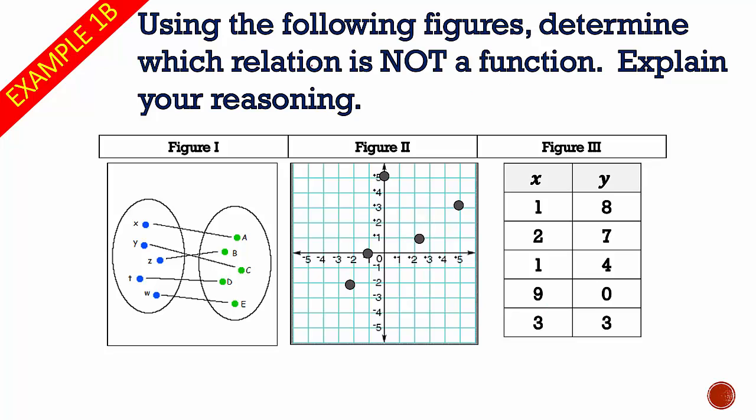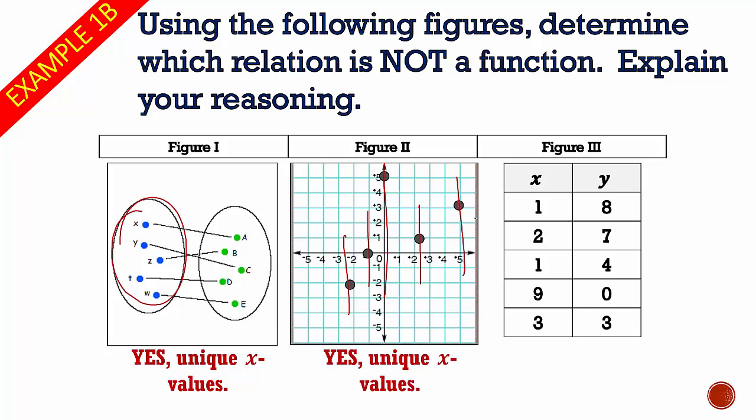Last but not least, that should be example 1c. x goes to c, y goes to b, z to d, w to e. These are all unique. Fantastic. Unique x values here. Nothing else, nothing else, nothing else. We're good. Unique x values.